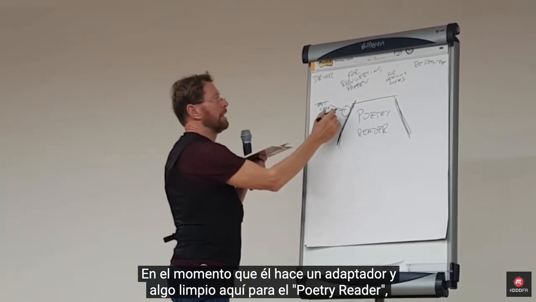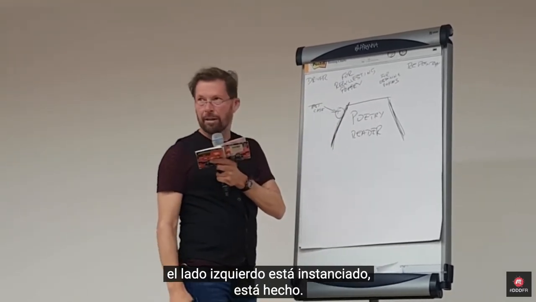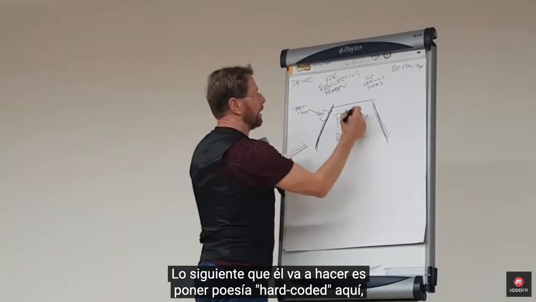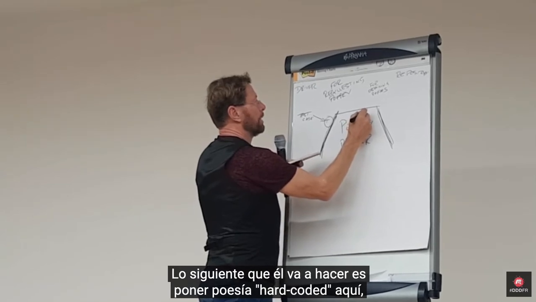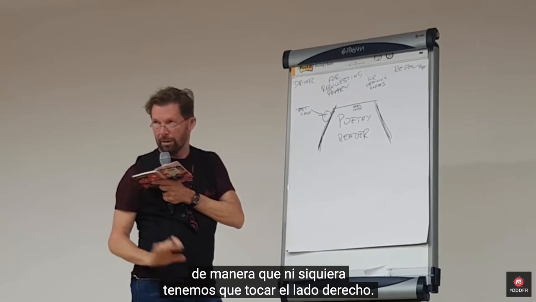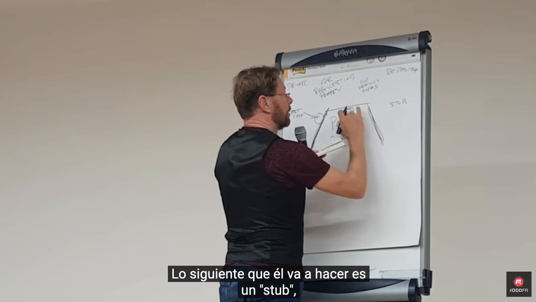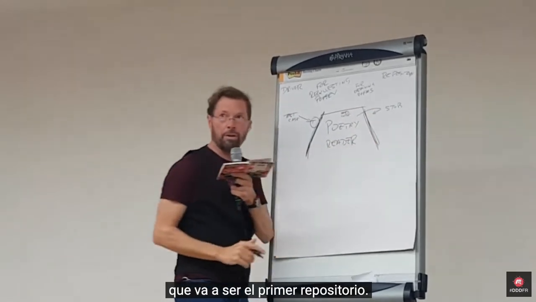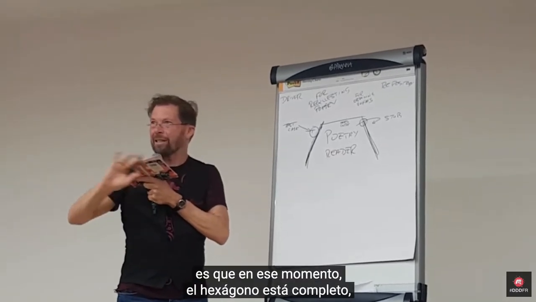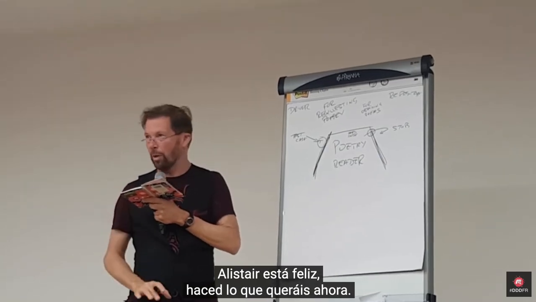The moment he makes an adapter and a clean thing here for the poetry reader, the left side is instantiated. He's done. The next thing he's going to do, by the way, is hard code some poetry right there, so we don't have to even touch the right-hand side. The next thing he's going to do is a stub, and he's going to put some hard-coded stuff in there, and that's going to be the first repository. What you have to understand is at that moment, the hexagon is complete. We're done. Alistair's happy, you do anything you want now.